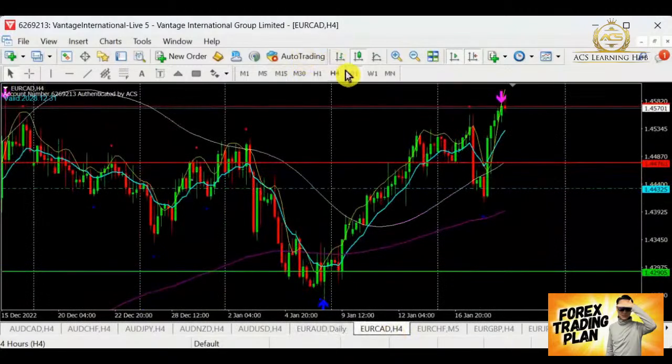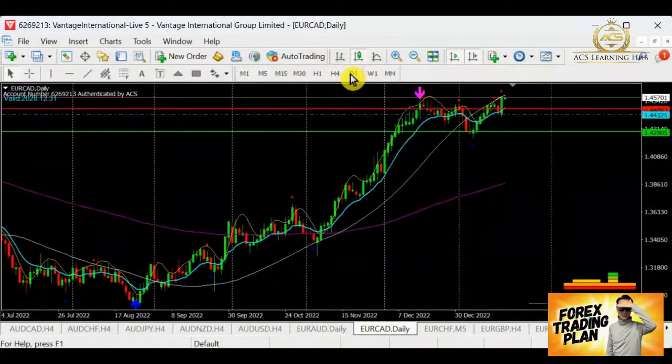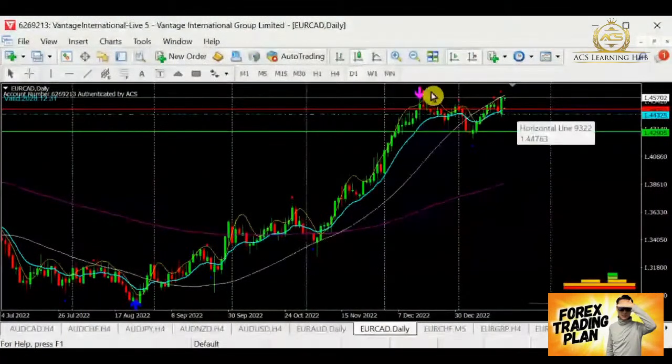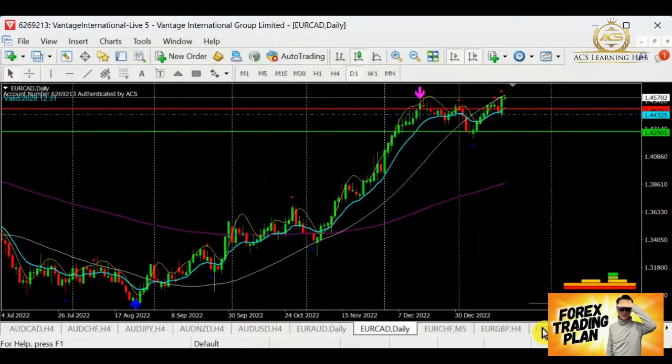Euro CAD over here. Well, Euro CAD, we have tested into the resistance, and it broke through. So currently, I will still be looking for buying for Euro CAD.